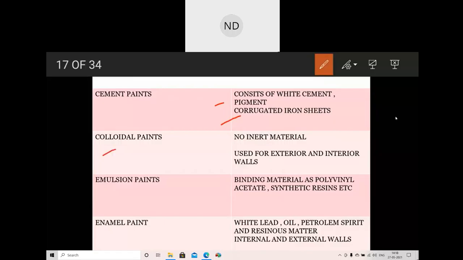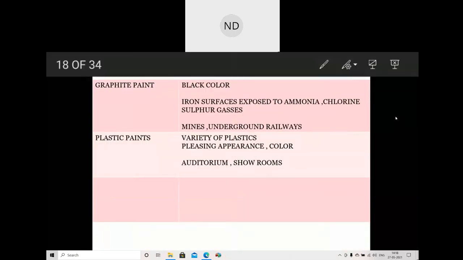Next one is cement paint. Cement paint usually consists of white cement, pigment, and certain additives. They are mainly used for painting corrugated iron sheets. Next is colloidal paints. They have no inert material mixed with them. They are mainly used for exterior and interior walls. Next one is emulsion paint. Emulsion paint has its binding material as polyvinyl acetate or synthetic resin. Next one is enamel paint. Enamel paint has white lead, oil, petroleum spirit, and certain resinous matter. These are mainly used for internal and external walls.